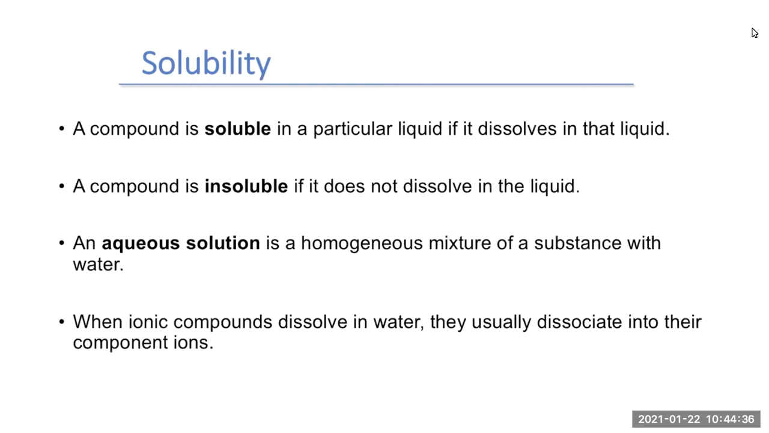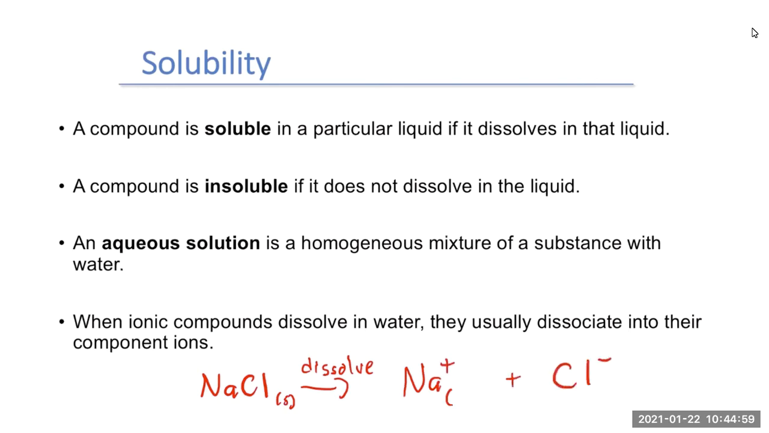When an ionic compound dissolves in water, it usually dissociates into its corresponding ions. So if we take sodium chloride and dissolve it in water, it's going to separate into a sodium ion and a chloride ion. And both of those change phase from solid into an aqueous form, since they got dissolved in water.